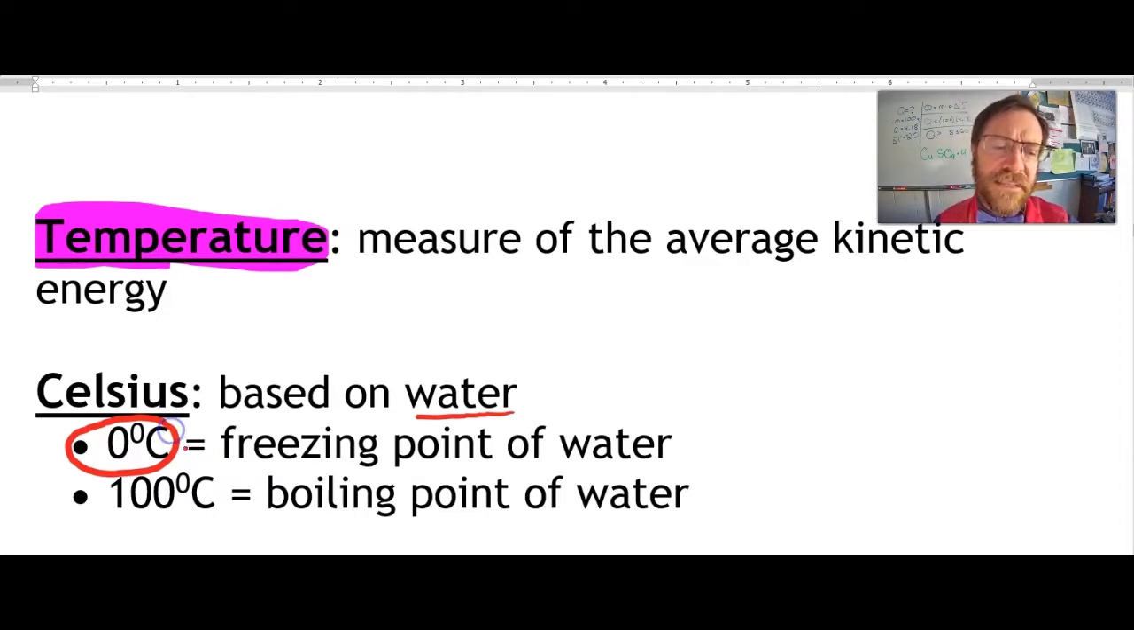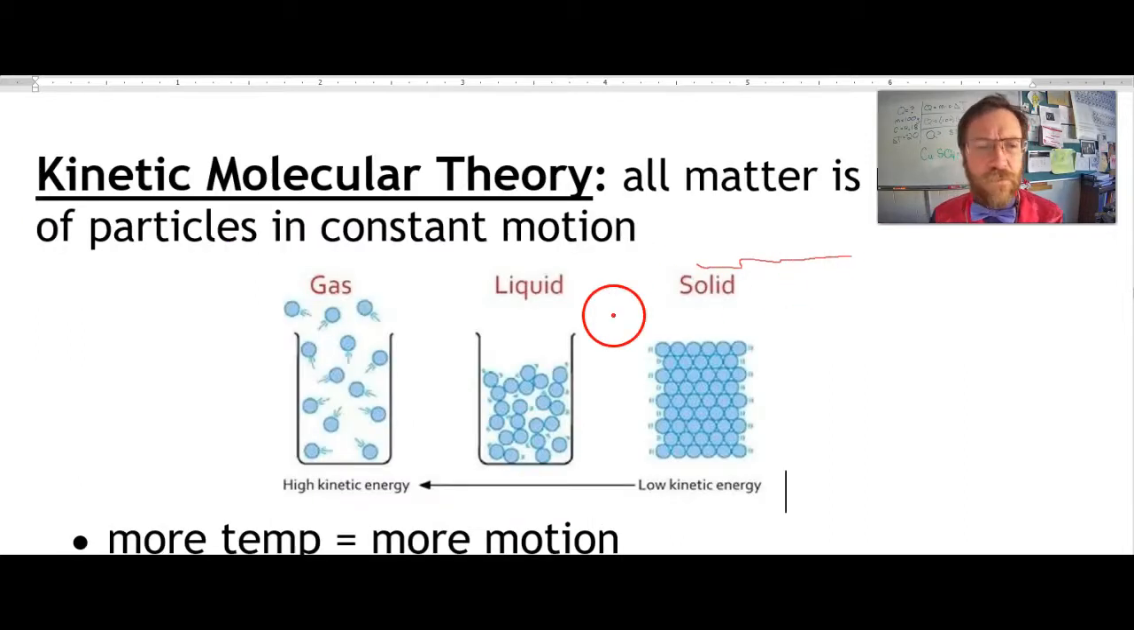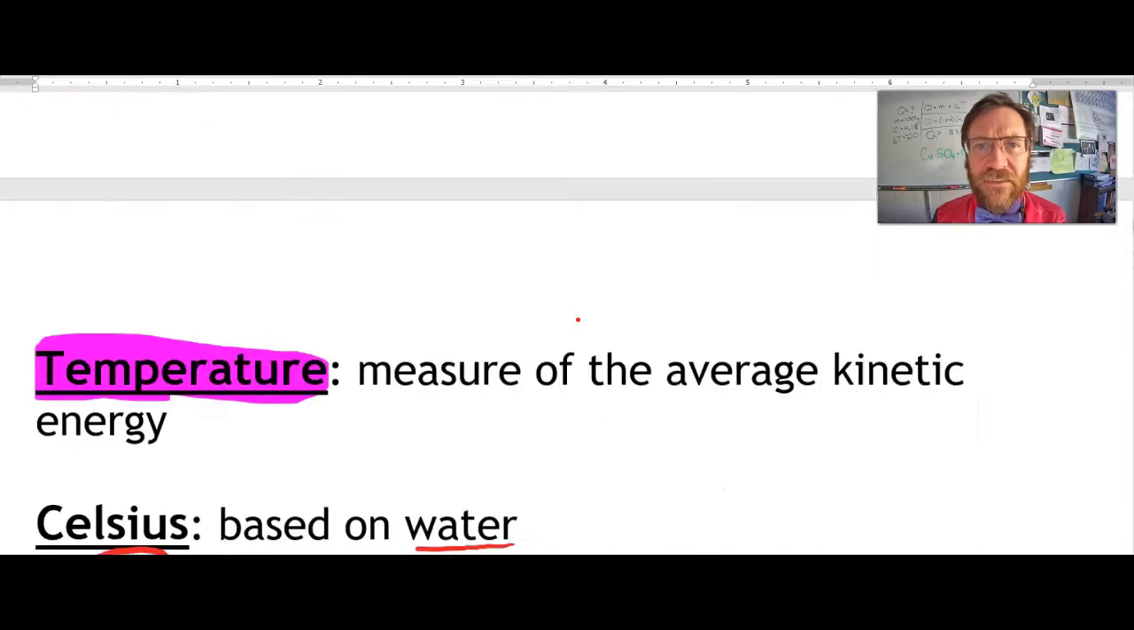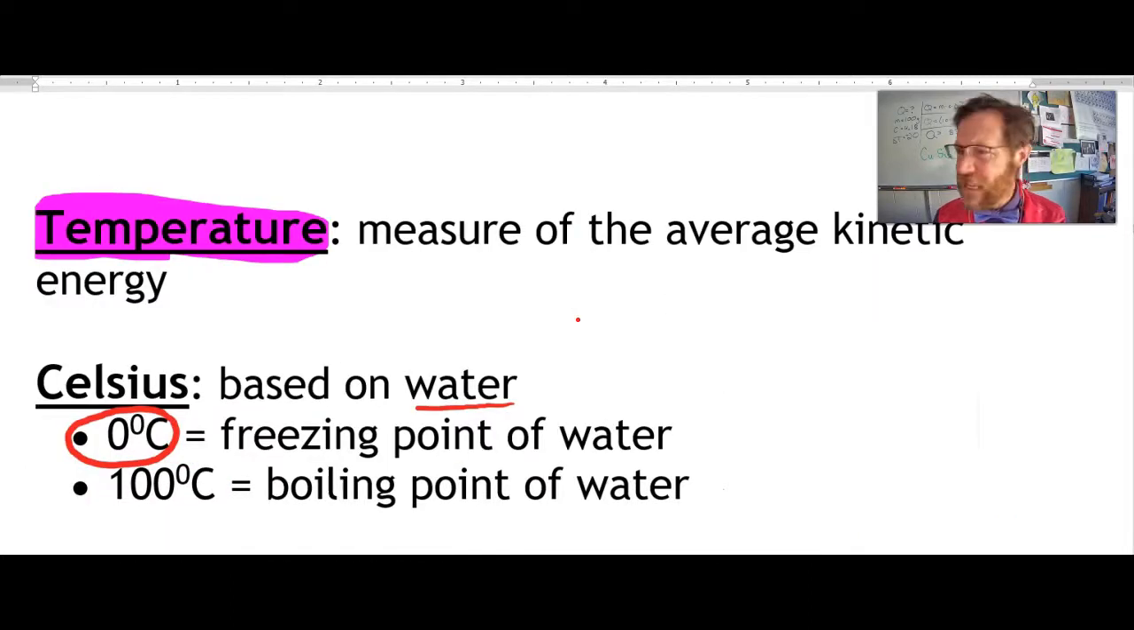So we know that there is a temperature below 0 Celsius, which kind of doesn't make sense, because if you're measuring the average kinetic energy, you can't have negative temperature. You can't have negative kinetic energy. You can't have negative movement. So it just doesn't make sense. And if you're measuring temperature and you can go below 0, why? It doesn't make sense.